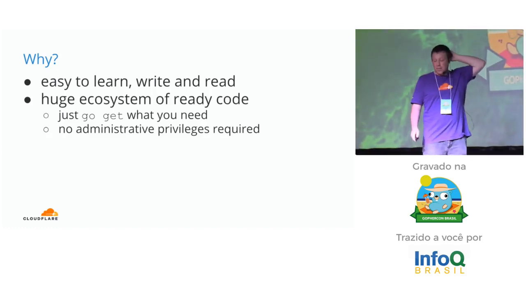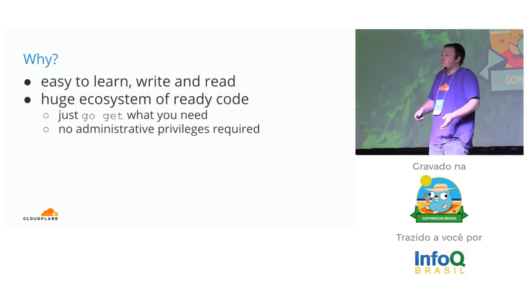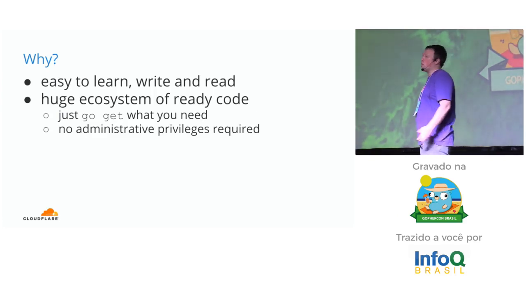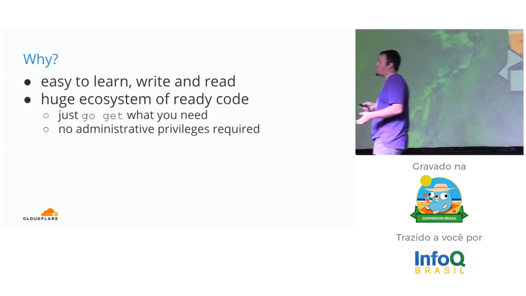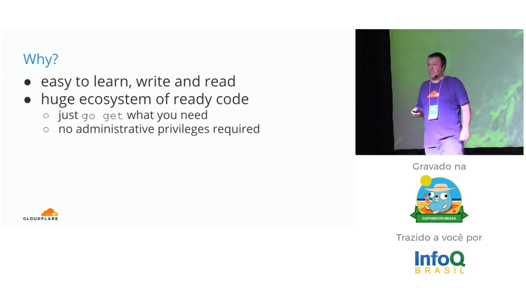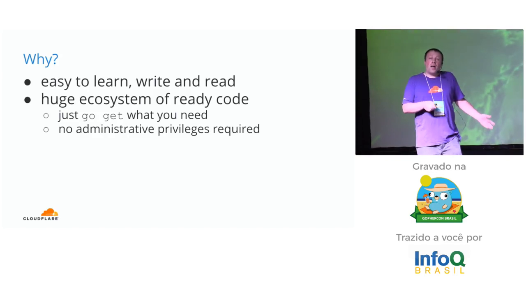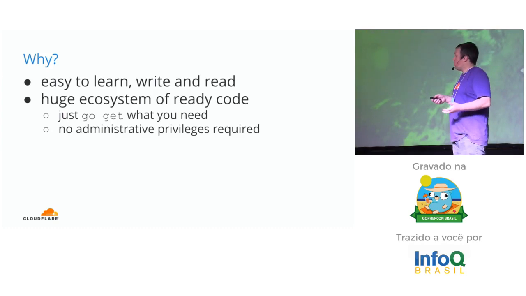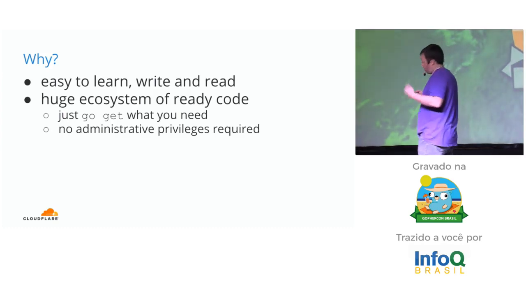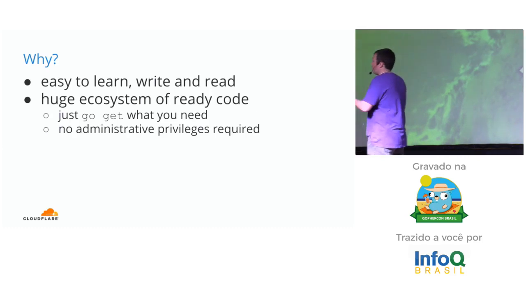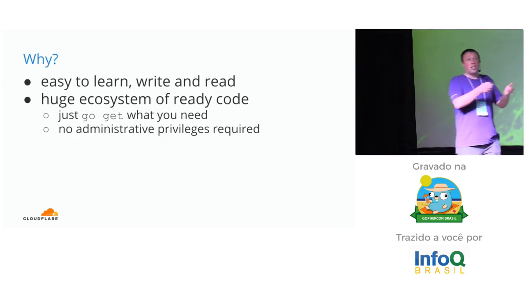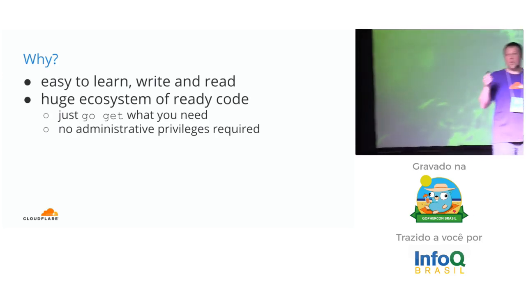Secondly, it's a huge ecosystem of ready code. One of the reasons Go is so popular is that there is a lot of third-party code out there. You don't have to code everything from scratch. If you need to do some complex tasks, there is probably someone else who solved it already. You can just go get your dependencies. And unlike some other scripting languages, to go get third-party code you don't need any administrative privilege, so you can do it as a normal user, which is very useful in an administration scenario, like in a multi-user environment, and you don't have to give users elevated privileges so they can install their dependencies.